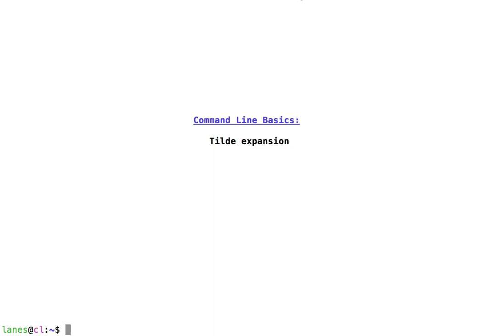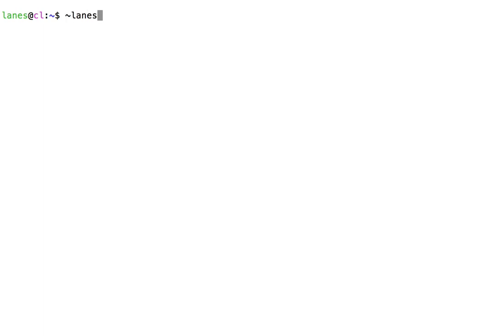Let's take a look at command line basics. Tilde expansion. Tilde expansion is a special expansion involving the tilde character. When the tilde character is used at the beginning of a username, it expands into the name of the home directory for that user.